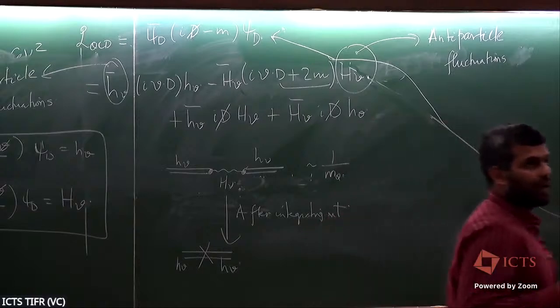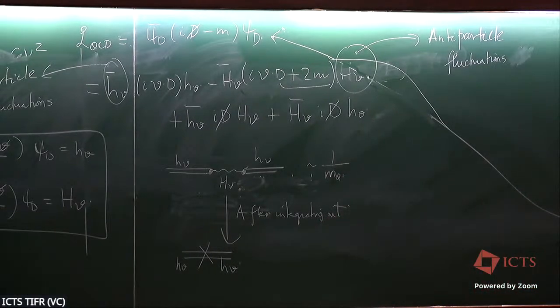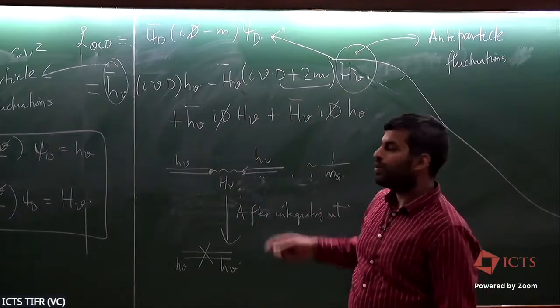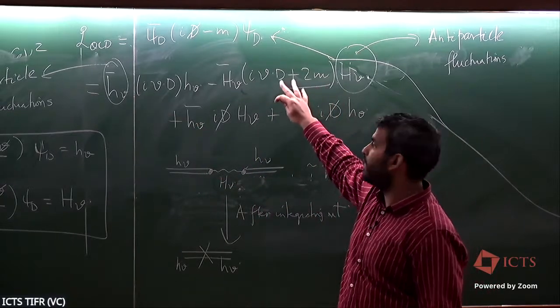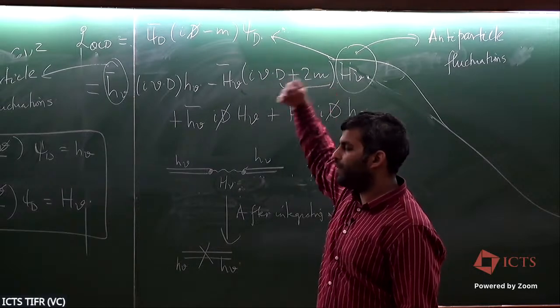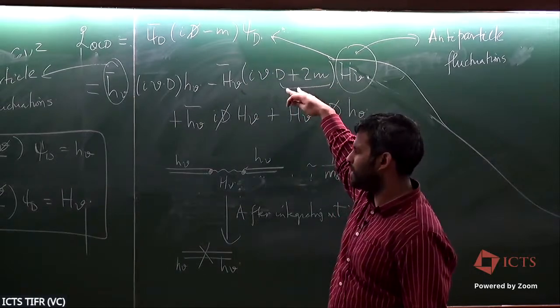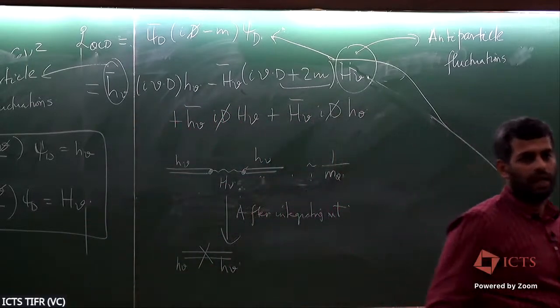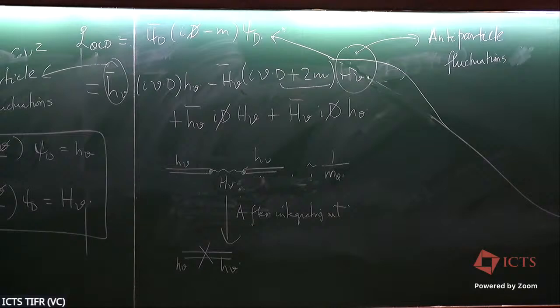Note that I'm trying to describe the heavy meson, not the heavy anti-meson. If I have to do the heavy anti-meson, the role of these two fields would be just reversed. You would start describing heavy antiparticle fluctuations, massless fluctuations, and there the heavy quark fluctuations would scale as 2m. So there is an exercise in the exercise sheet where you will derive the HQET Lagrangian for heavy anti-quark based on similar philosophy.